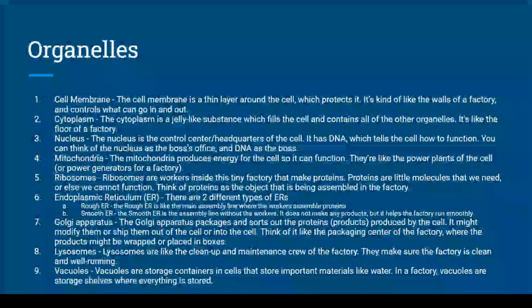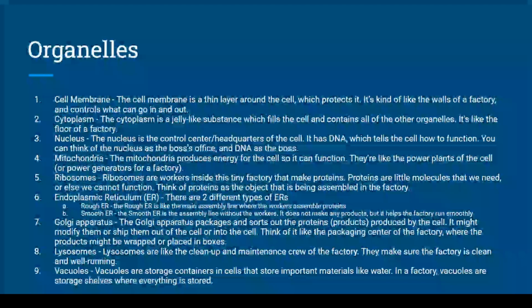And if you see pictures of smooth ER, you'll notice that it has no ribosomes attached to it. It's just a nice smooth organelle. And that's basically the assembly line without the workers. It doesn't make products, but it helps the factory run smoothly, right? It transports materials to the main assembly line. So you can just think of it as that.